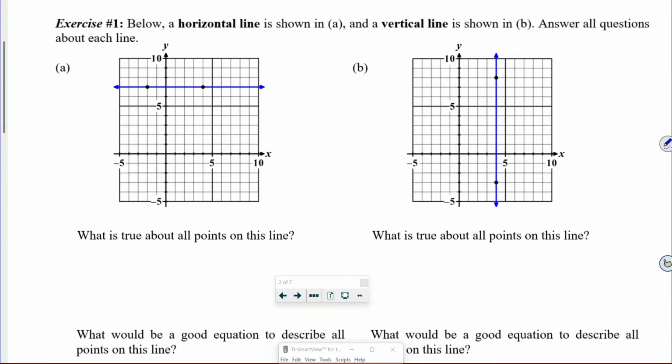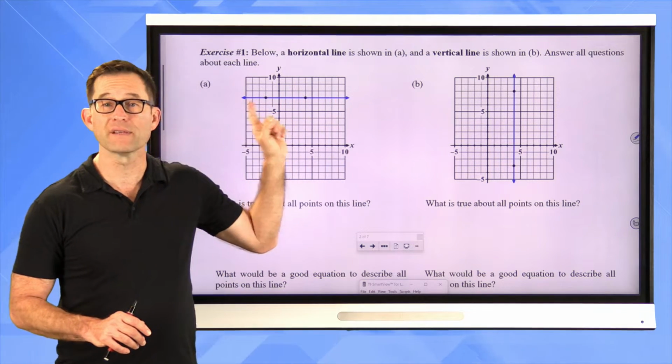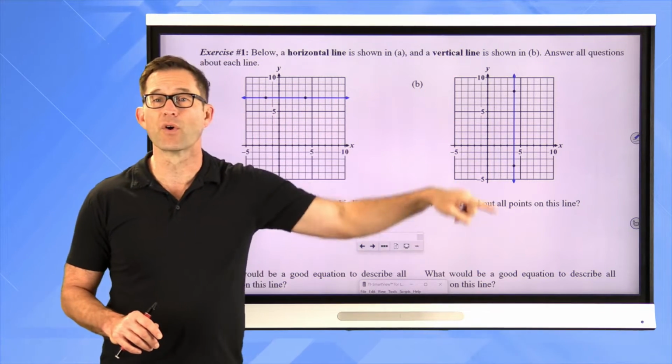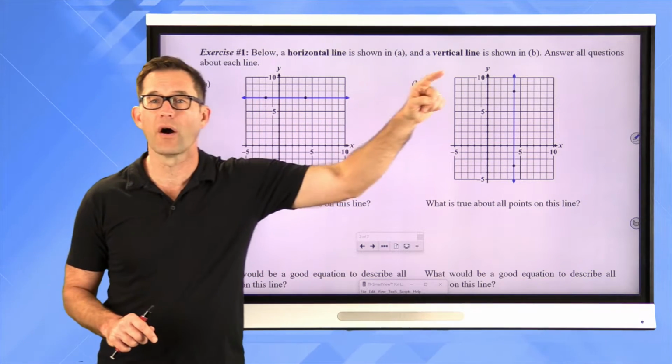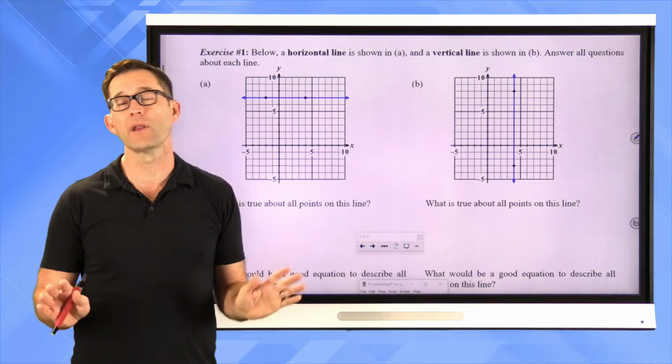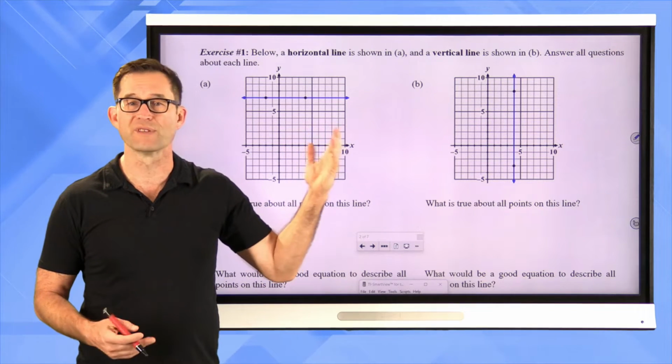Below, a horizontal line is shown in A and a vertical line is shown in B. Answer all questions about each line. All right, great. So in A, here we've got this line that's parallel to the horizon, and in B we have this nice vertical line, straight up and down. Now I've got 2 points marked off on each line, but as you know, every line contains an infinite number of points. These are just points that are representative of them.